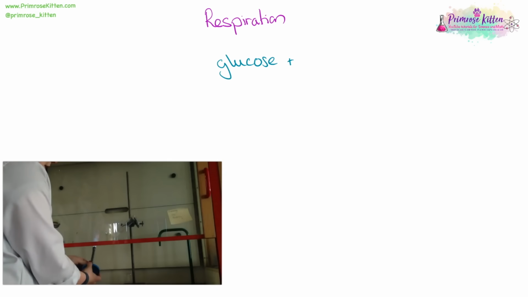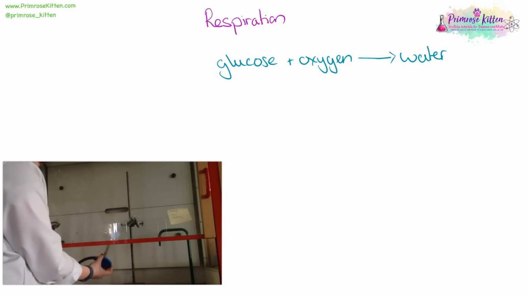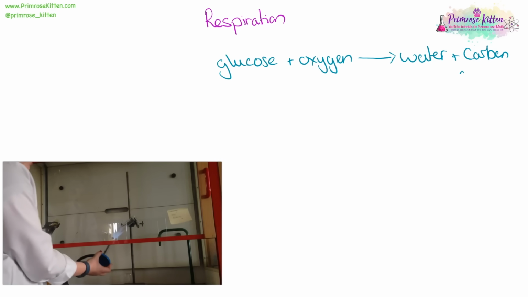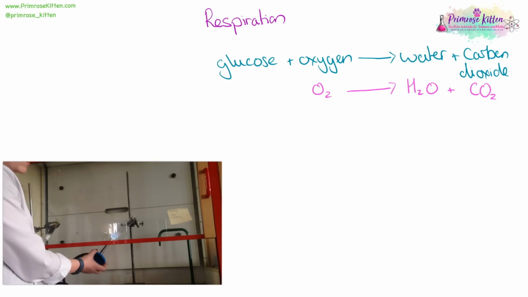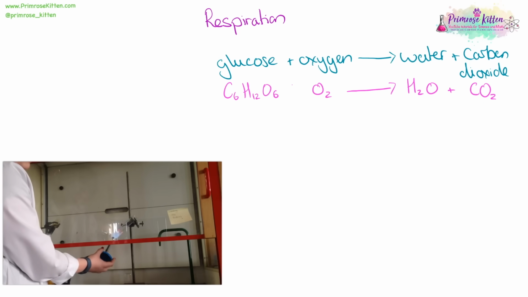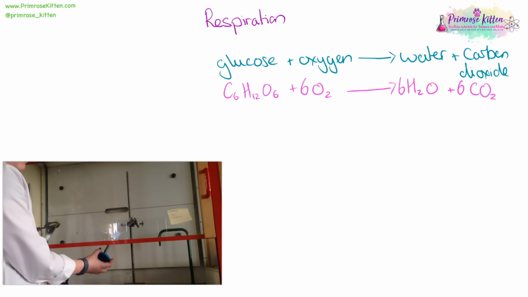For respiration, we are going to take glucose, add it to oxygen, and come out with water and carbon dioxide. You need to know the symbols for these. So oxygen is O2, water H2O, carbon dioxide CO2, and glucose C6H12O6. This needs to be balanced, but it's a nice easy one. 6, 6, 6. You have to make sure your numbers are the right size and in the right place. So these ones need to be little numbers and these ones need to be big numbers.